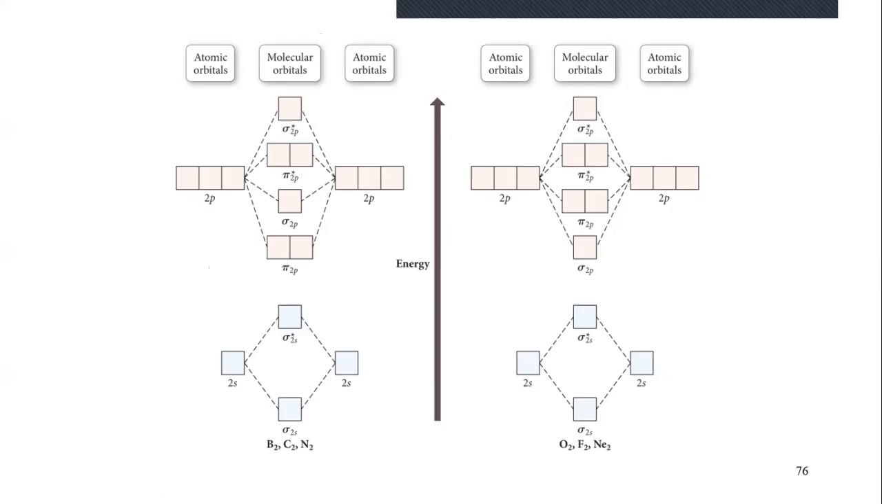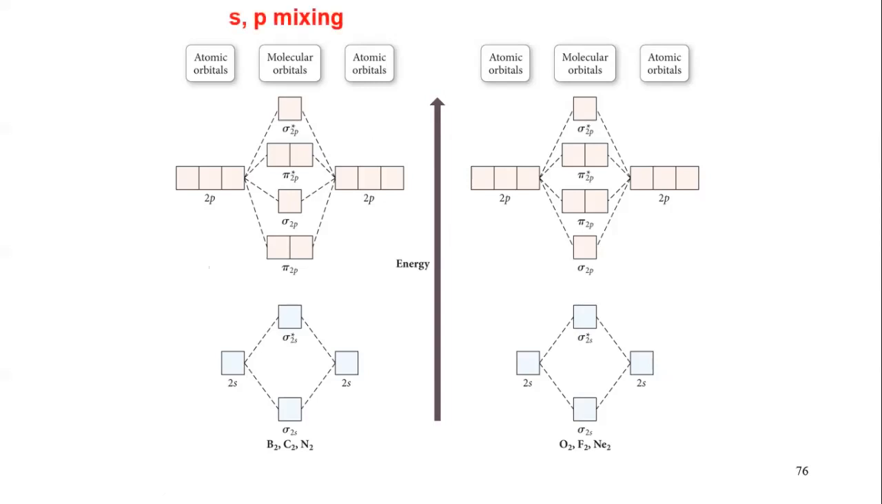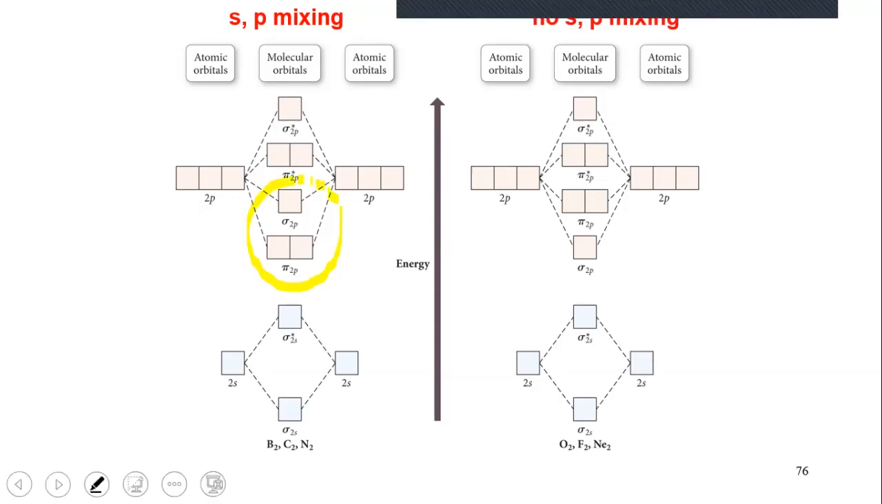Here on the right side, you see the diagram that we drew for oxygen, correct? Notice that the same diagram on the right applies to fluorine and neon. But if we allow for s and p mixing, you can see where you can generate a different set of orbitals than what you generated for our assumption of no s and p mixing. In particular, notice that in that case, the sigma 2p and the pi 2p molecular orbitals are flipped from what they were before.